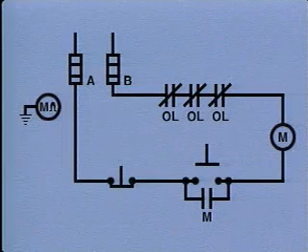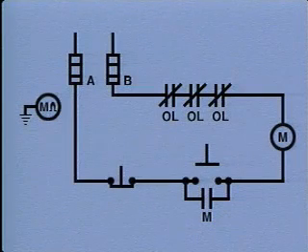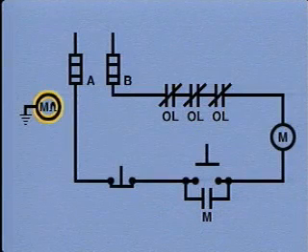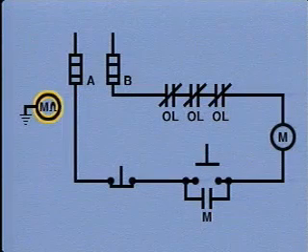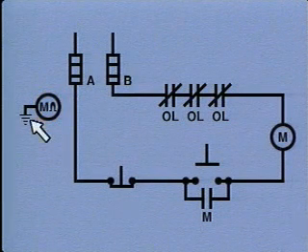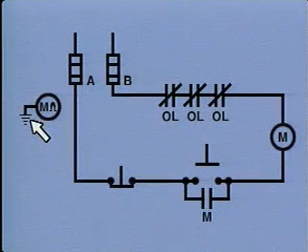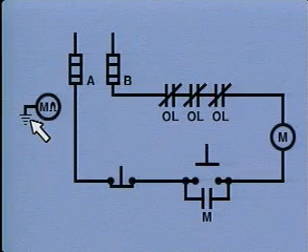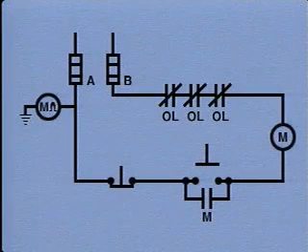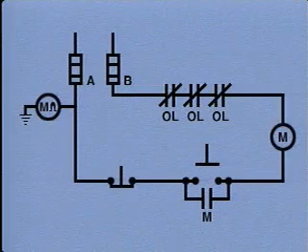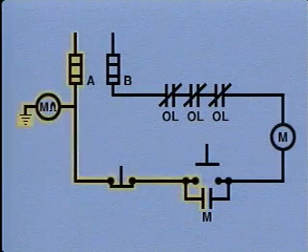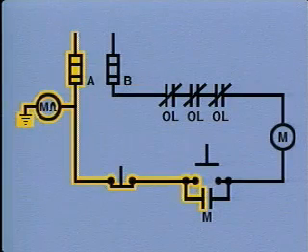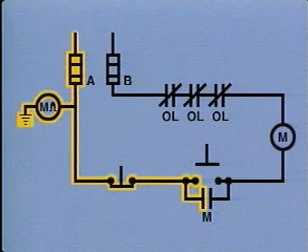This simplified schematic represents the control circuit of an AC motor controller with a megohmmeter, which is represented by a circle with the letter M and the Greek letter omega for ohms inside of it. One of the megohmmeter's test leads has already been attached to ground on the controller cabinet, as indicated by this symbol, which represents ground. The other test lead is placed on the output of the fuse labeled A. With these connections, this portion of the circuit will be tested when the megohmmeter is operated.